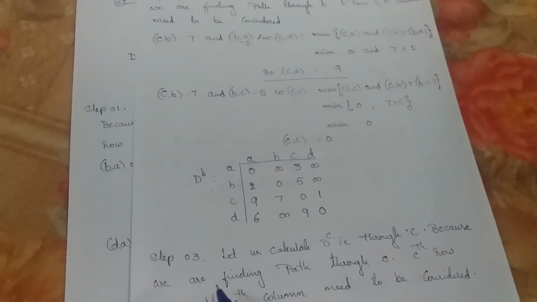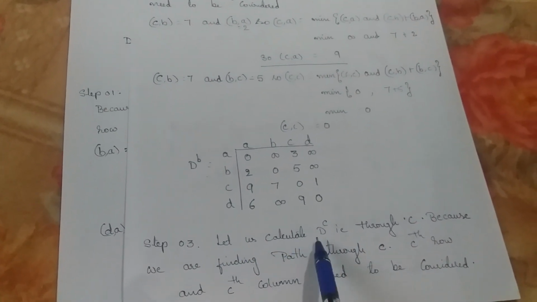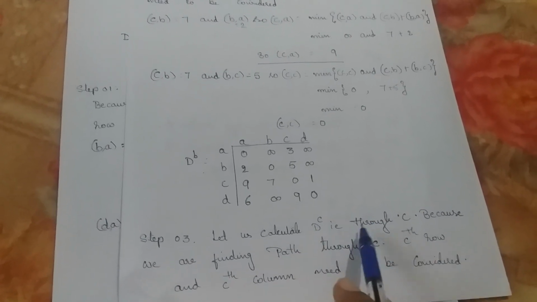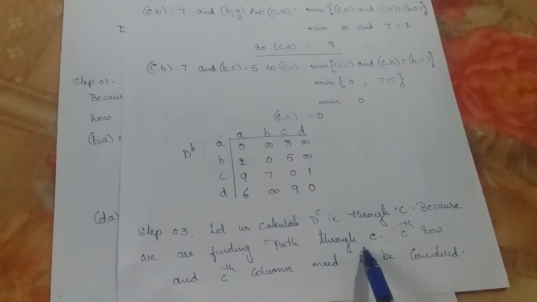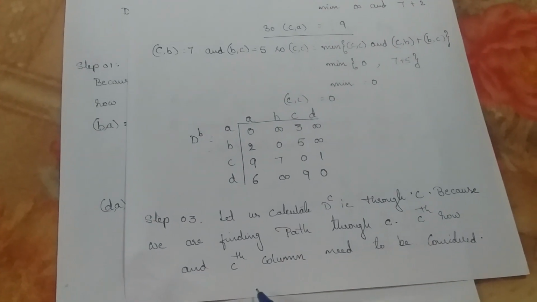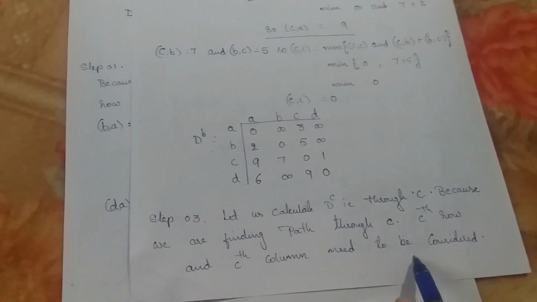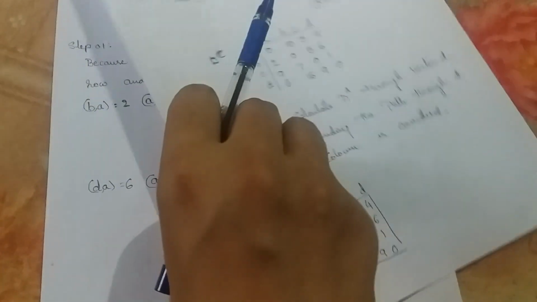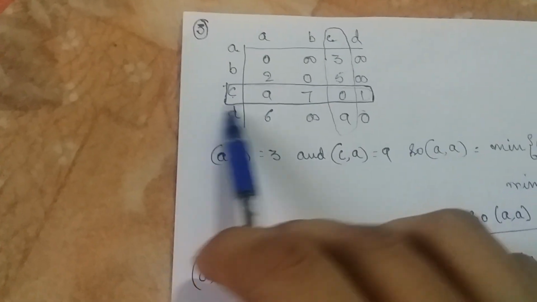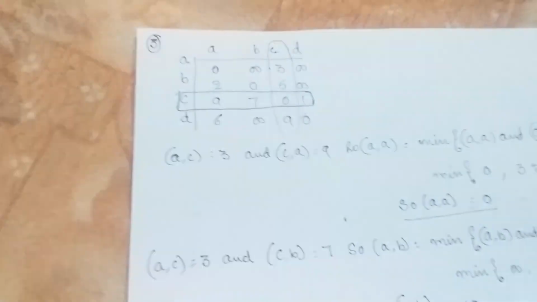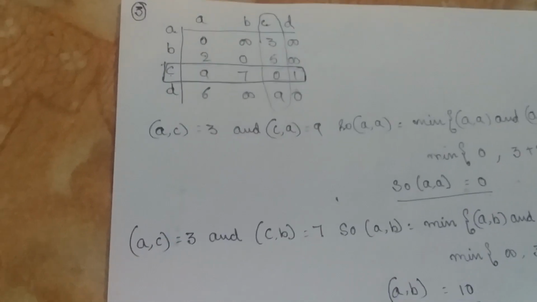Now in step 3, let us calculate D of C, that is through vertex C. We are finding the paths through vertex C, so the Cth row and Cth column have to be considered. So you can see here I have chosen the Cth row and Cth column. So I have to find all the paths which are going through vertex C.